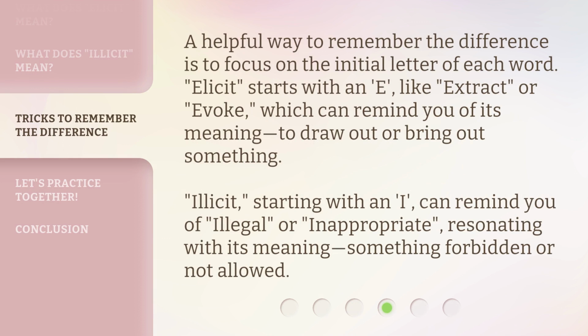A helpful way to remember the difference is to focus on the initial letter of each word. Elicit starts with an E, like extract or evoke, which can remind you of its meaning, to draw out or bring out something. Illicit, starting with an I, can remind you of illegal or inappropriate, resonating with its meaning, something forbidden or not allowed.